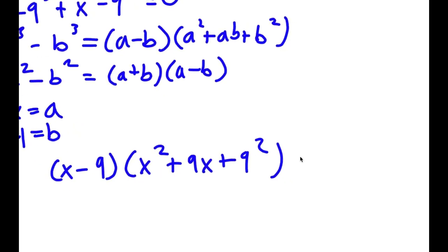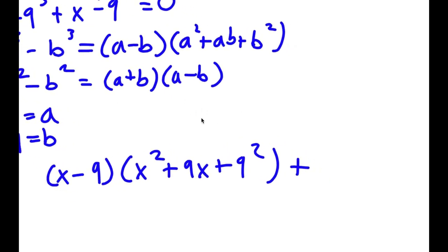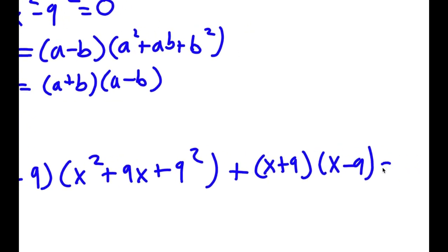And now I'm adding this with x squared minus 9 squared. I'm going to use this. x is, again, a, 9 is b, so I have x plus 9 times x minus 9. And this is equal to 0.